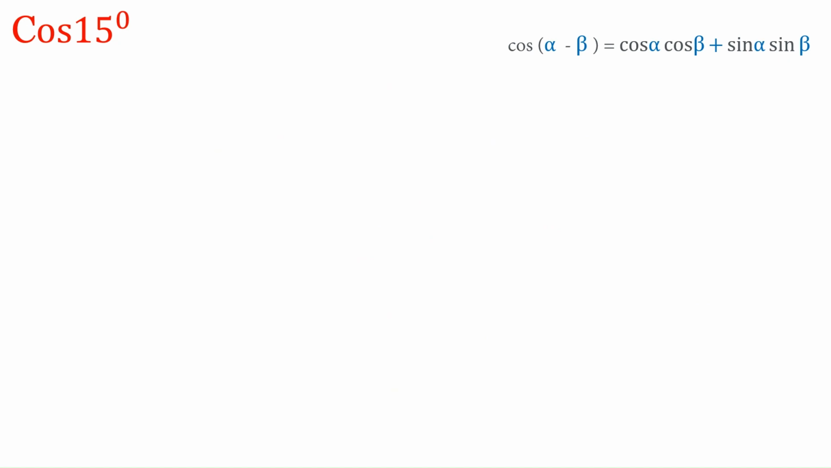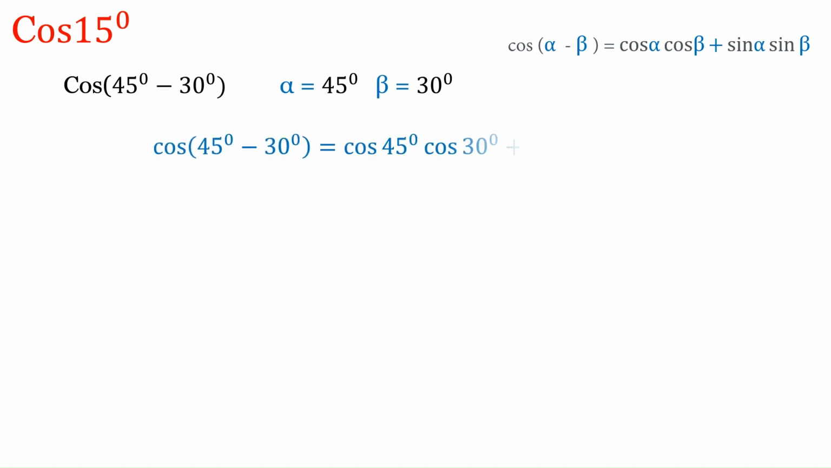Now we'll see cos 15. For cos, the difference formula is cos (alpha minus beta) equal to cos alpha cos beta plus sine alpha sine beta. Again, on writing 15 as 45 minus 30, alpha would be equal to 45 and beta equal to 30. Substitute the values of alpha and beta in the formula. Now again, cos 45 is 1 by root 2, cos 30 is root 3 by 2, sine 45 is 1 by root 2, sine 30 is 1 by 2.